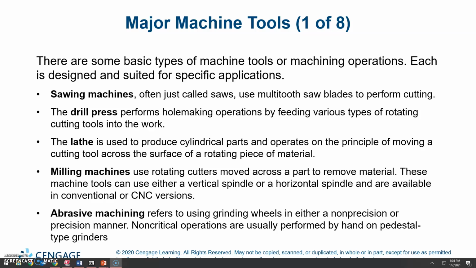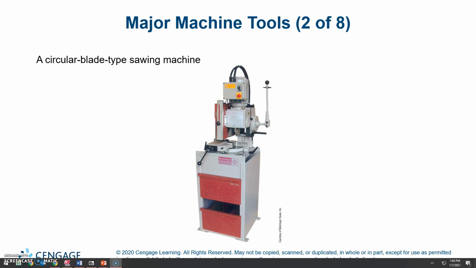Milling machines use rotating cutters moved across a part to remove material. These machine tools can use either a vertical spindle or a horizontal spindle and are available in conventional or CNC versions. So you can do a manual or CNC. Abrasive machining refers to the use of grinding wheels in either a non-precision or precision manner. Non-critical operations are usually performed by hand or pedestal type grinders.